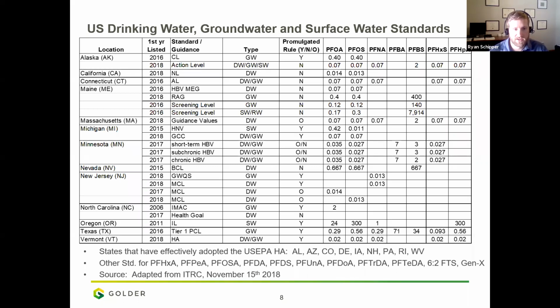There's also a number of states that have effectively adopted the US EPA health advisory, and those include Alaska, Arizona, Colorado, etc. As I mentioned, there's a number of other standards or other PFAS that have standards, and that's kind of shown there. This is from the ITRC, which was updated November 15th, 2018. Much of the regulations are quickly changing. There may be some updates to that, but this is pretty current.